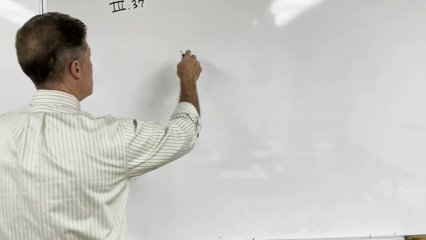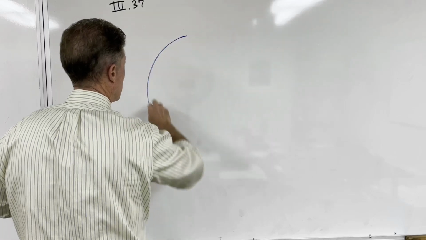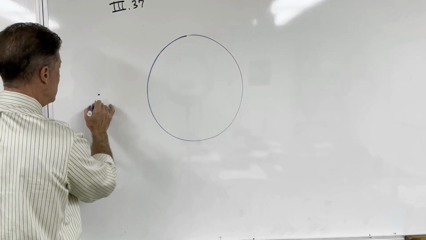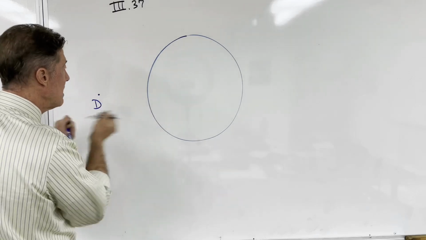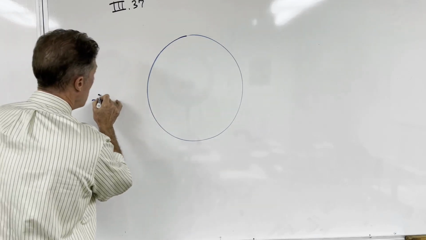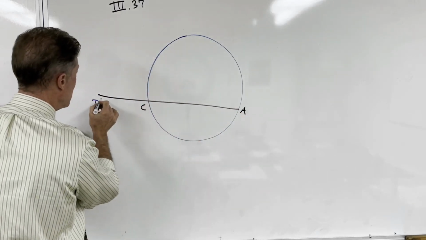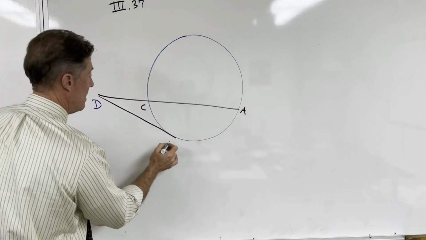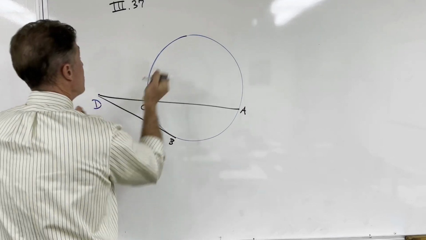So here is our given. Let's do a blue circle. So if we have a point outside a circle, let's say we have point D outside a circle. And from this point, if we have two straight lines that fall on the circle, one cutting the circle at A and C, and the other falling on the circle like this.